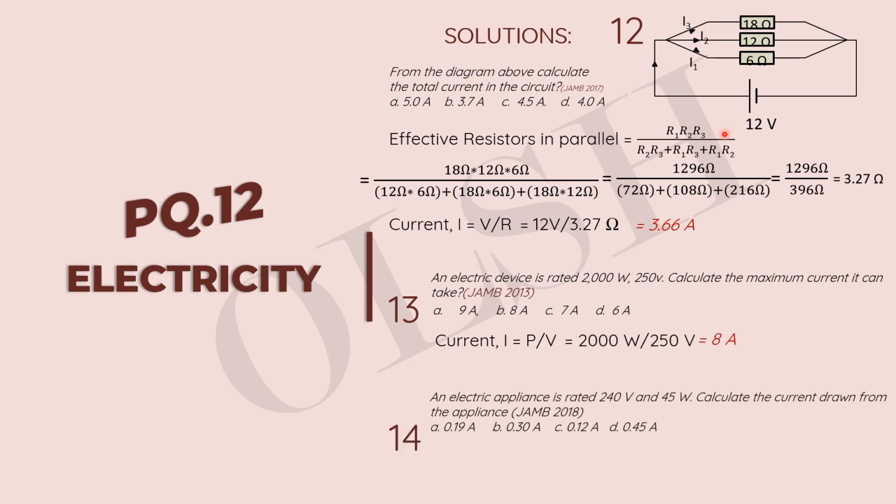So let's look at the last question, which is number 14. An electric appliance is rated 240 volts and 45 watts. Calculate the current drawn from the appliance. Obviously it's exactly the same kind of question from 2018 June. The previous one was 2013. So of course we just divide our power by the voltage. So 45 divided by 240 gives us 0.19 amps.